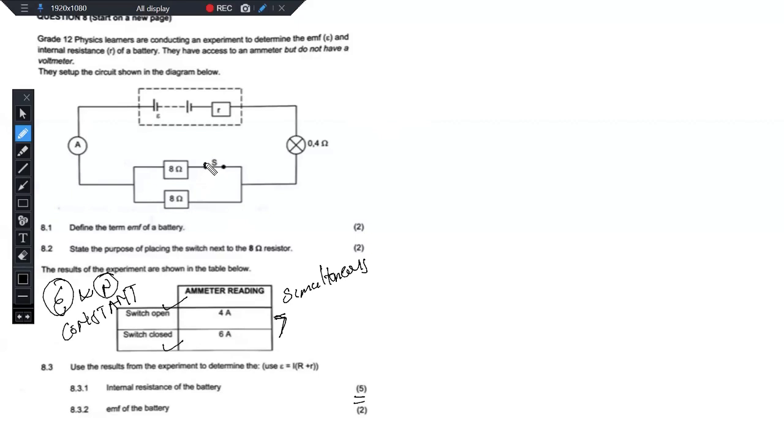Now, when the switch is open, this is what is happening, right? Current does not flow to this 8 ohm resistor here. So that means we only have this 8 ohm and the 0.4 ohm of the bulb being our effective resistance. So the current is only flowing in this path here if the switch remains open. There's only one pathway for current to flow, with no splitting of the current. So both the 8 ohm and the 0.4 ohm are connected in series, right? So what we can do is say E = I(R + r).